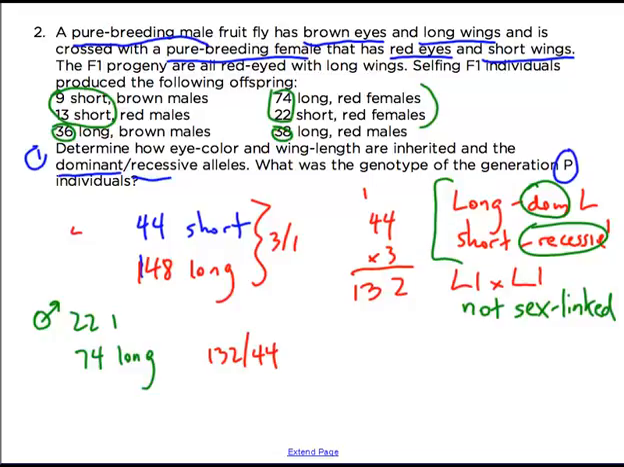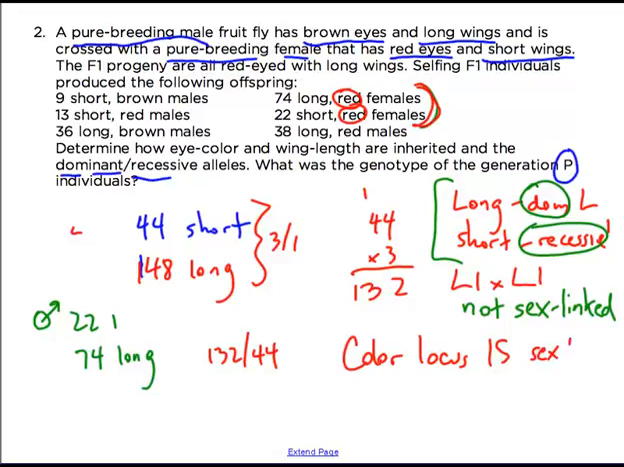Now, let's take our focus off of the short and long part and talk about the brown and the reds, right? One thing you could notice without even doing math is that out of the females, which are only these 2 classes here, all of them are red, right? So really, you don't have to do the math. Look at the males and you're going to see that there are some reds and some browns there, right? So that implies that the color locus is sex-linked.